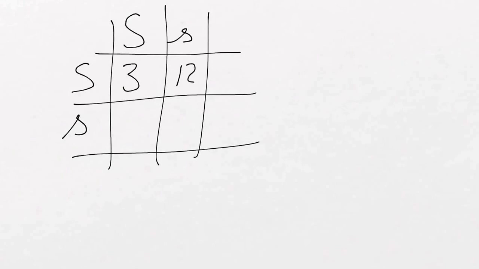Three, 12, 13, 12. And it should give 40 again. What about the genotype? What do we expect? We expect a 1 to 2 to 1 ratio. Yeah, 2-1-1 ratio. 2, 1, 1.